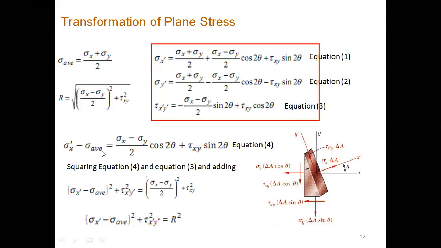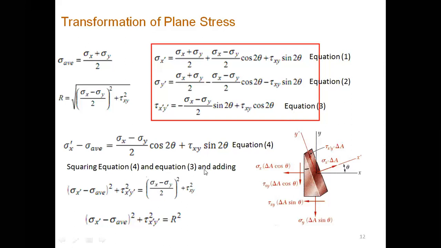Now what we have to do next, we are squaring this equation on both sides. So squaring on this side would become sigma x prime minus sigma average whole square. And squaring this, it is a plus b, so the square of a plus b is a square plus b square plus 2ab. So the square of this plus the square of this, and plus 2 multiplied by this and this. So we would get that.